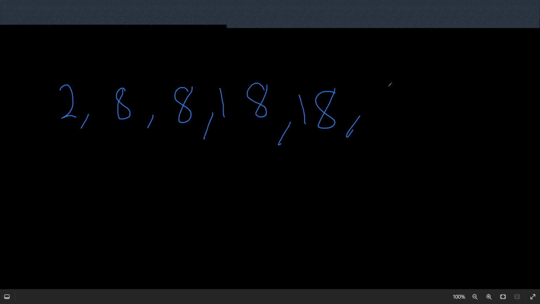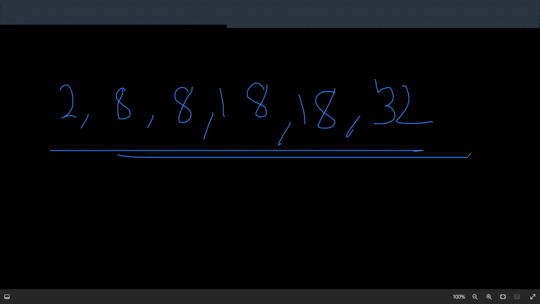So we are going to talk about some magic numbers. So what are magic numbers? They are basically the numbers found in the number of rows and groups, not the number of elements in a row. It goes like 2, 8, 8, 18, 18, and 32. These are the magic numbers. You don't need to know the meaning. I'm just telling you.